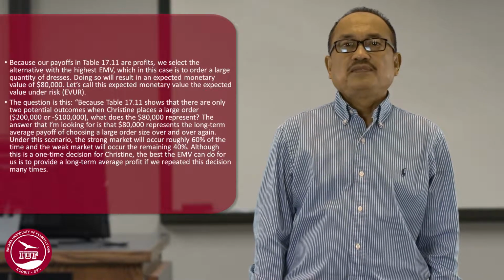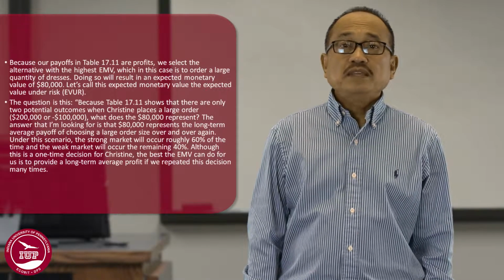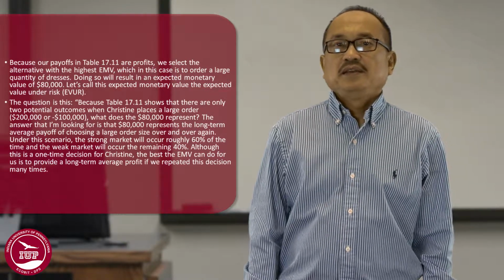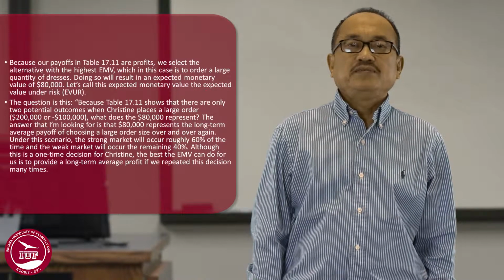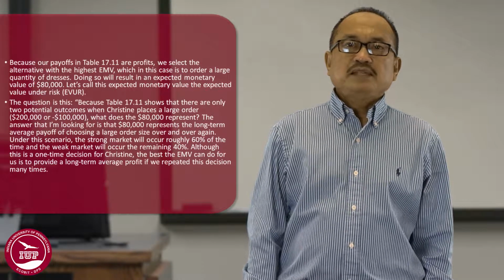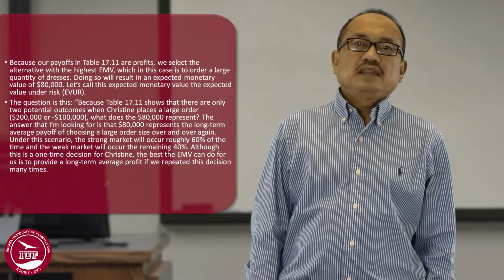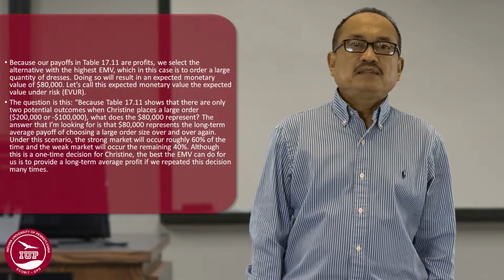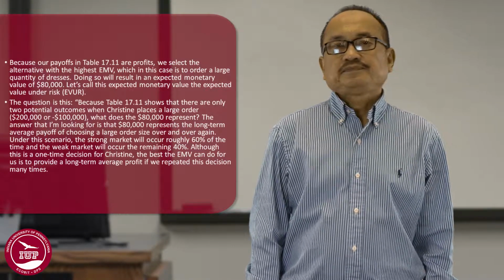Because our payoffs in table 17.11 are profit, we select the alternative with the highest EMV, which in this case is to order a large quantity of dresses. Doing so will result in an expected monetary value of $80,000. Let's call this expected monetary value the expected value under risk, or EVUR.